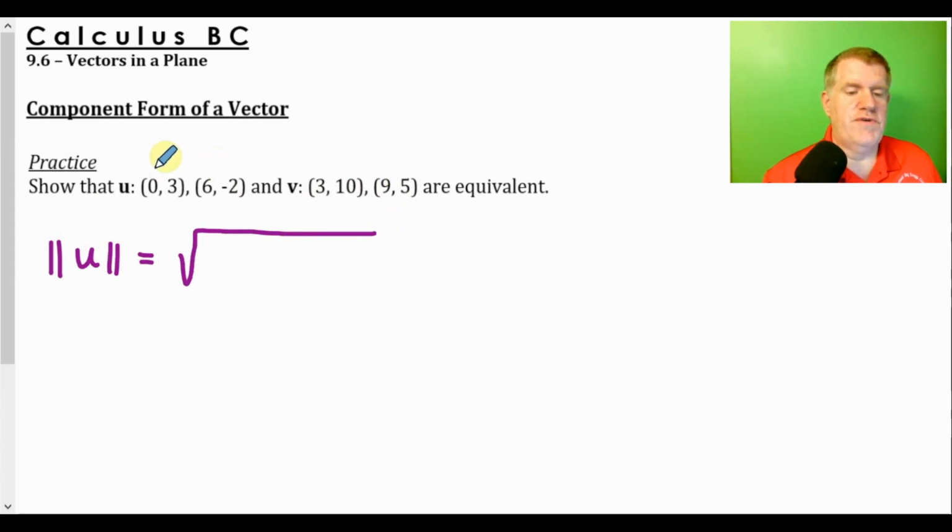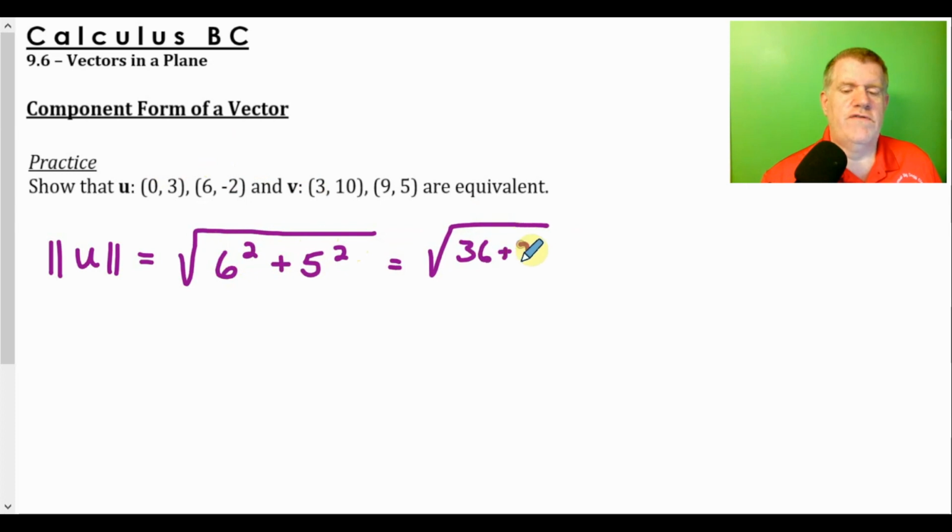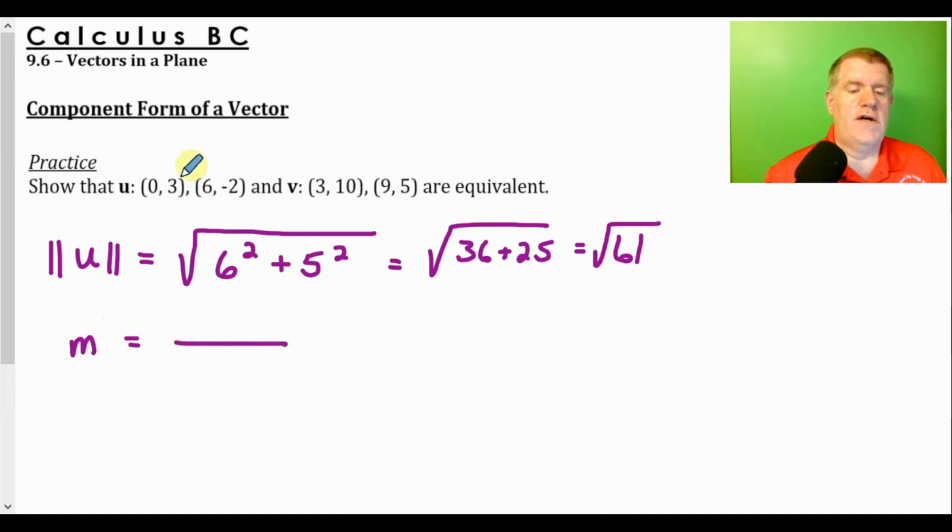So what's the distance between 0 and 6? Well, it's 6. And what's the distance between 3 and negative 2? 3 minus negative 2 is 5. This gives us the square root of 36 plus 25, which would be the square root of 61. All right. And the direction, which really would just be the slope of u, would equal, what do we got here? 3 minus negative 2 over 0 minus 6. So we get 5 over negative 6.